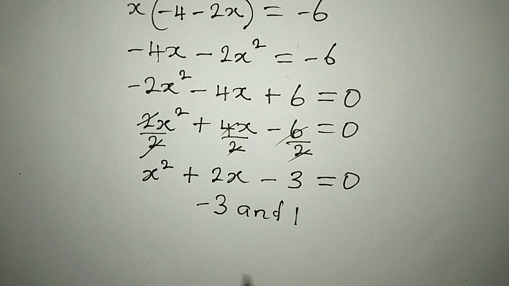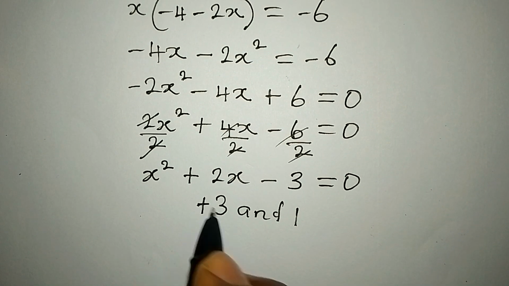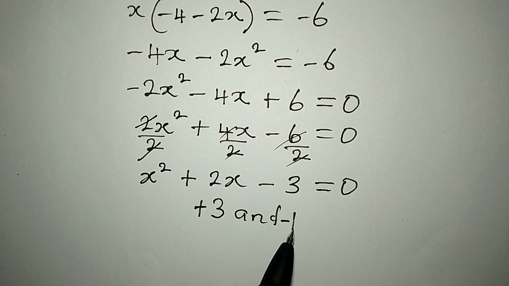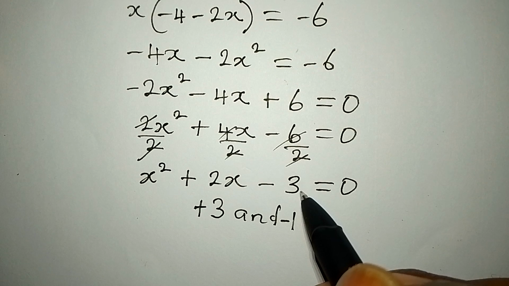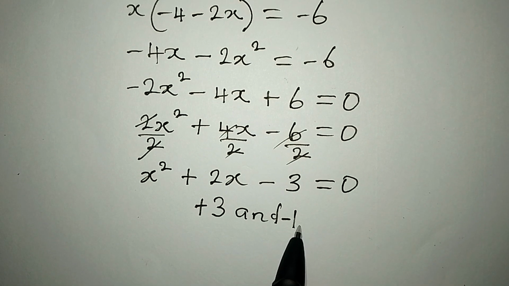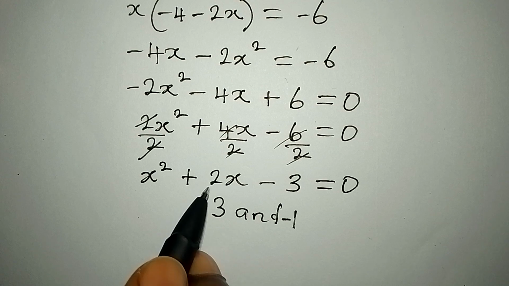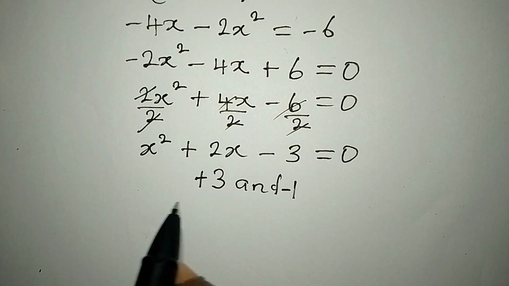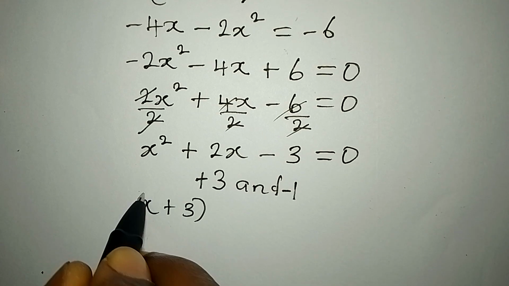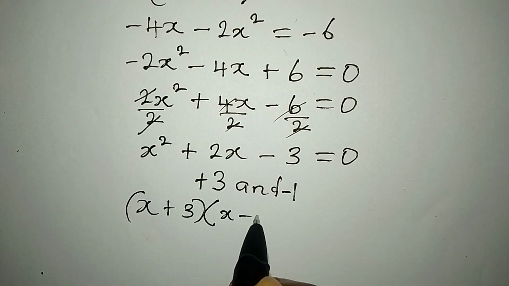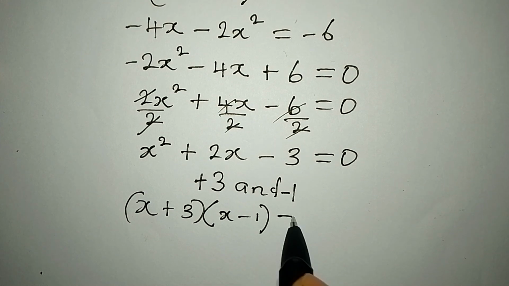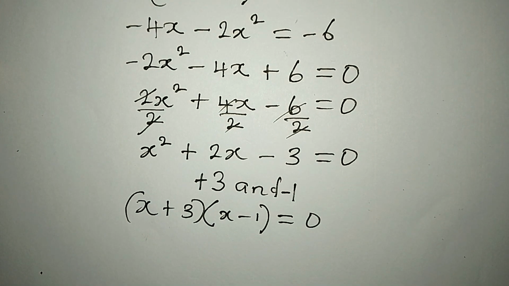So that means we are wrong. So let's make this positive and make this negative. -1 times 3 will give us -3. Then +3 minus 1 will now give us +2. So we are good. This means that the factors are x plus 3 and x minus 1. This 3 is here and this -1 is there. And this is now equal to 0.